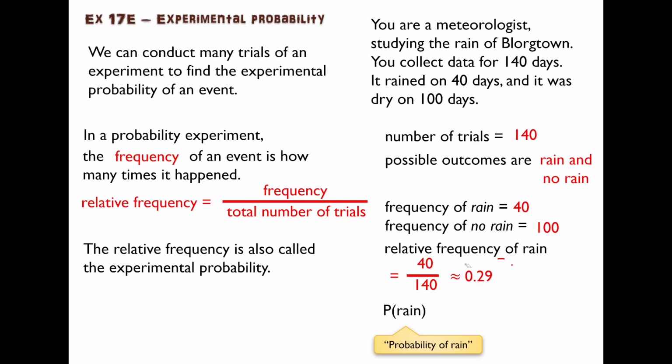All right. We can also say that the probability of rain, P(rain), you read that as the probability of rain. In here is the event, and the event is rain. Well, that's the same thing. The experimental probability is the same as the relative frequency. So if I went outside tomorrow, there'd probably be a 29% chance of rain.